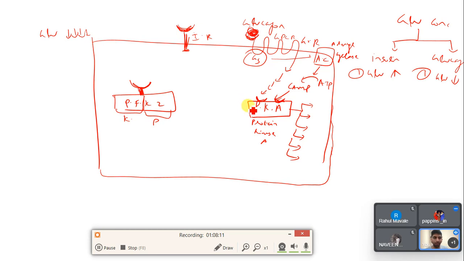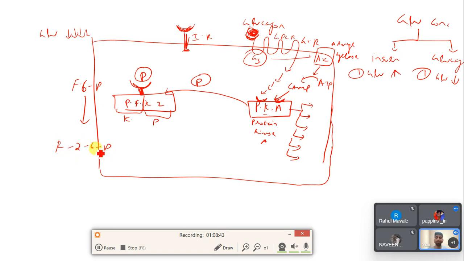So this PKA is a kinase. What will its major role be? Addition of phosphate. So it goes and adds this phosphate here. When this phosphate is added by PKA, the PFK2 enzyme is acting on fructose 6 phosphate to fructose 2,6 bisphosphate. This will basically speed up the process.